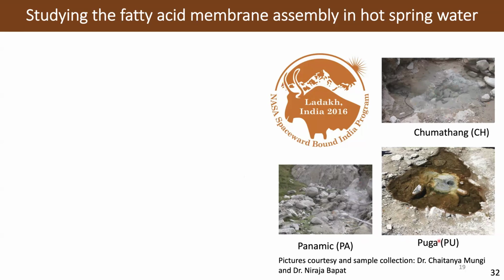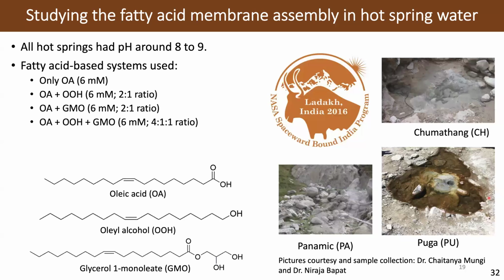And we explored three different water samples, one from Chumatang, one from Puga, and one from Panamik. These are certain physicochemical properties of these environments which are important for us to know before we start doing our reactions. What was the temperature? What is the pH there? And we also need to understand what is the ionic makeup of all these molecules, which is very difficult for us to do on site. So we bring back the water samples and we study here.